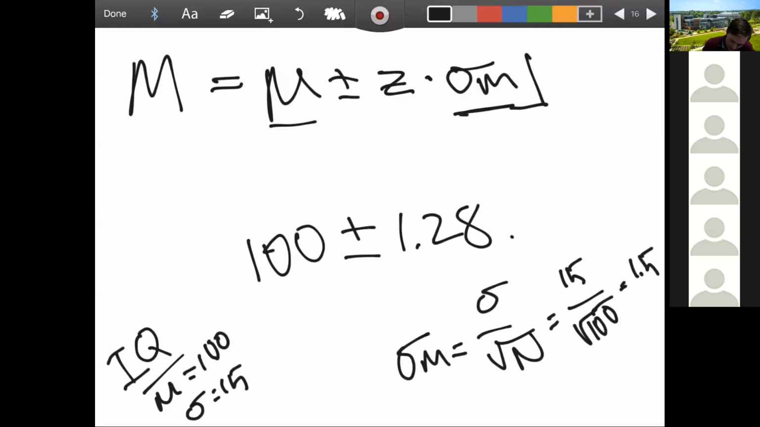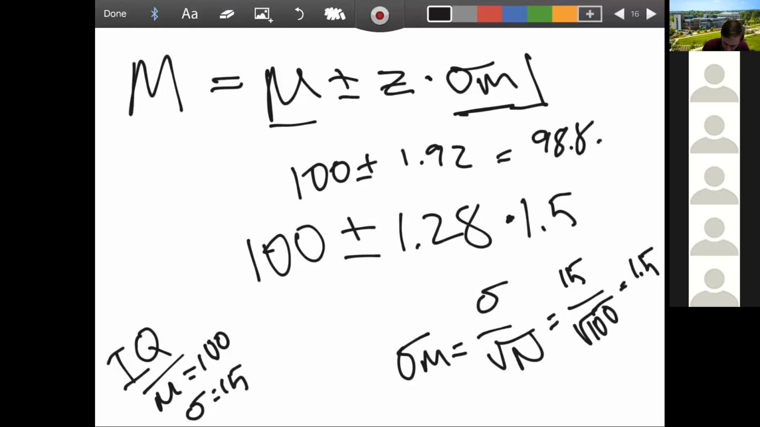So 1.28 times 1.5. If we do that, we get 1.92. So this gives us 100 plus or minus 1.92, or 98.08 and 101.92. Sorry, that should be 98.08. Here we go.